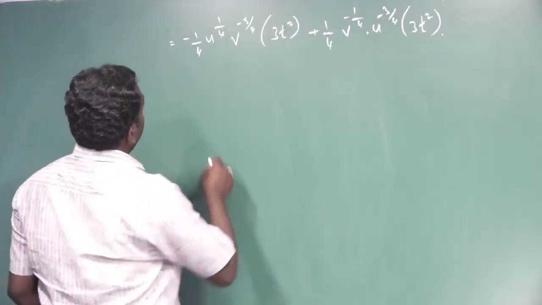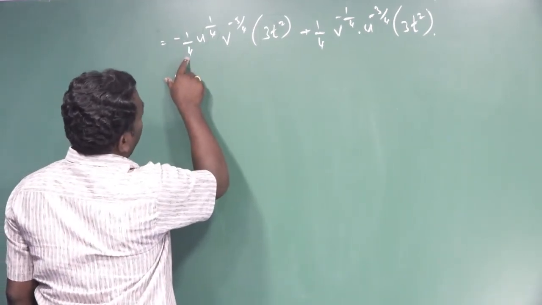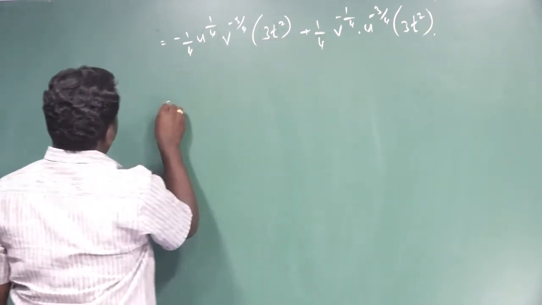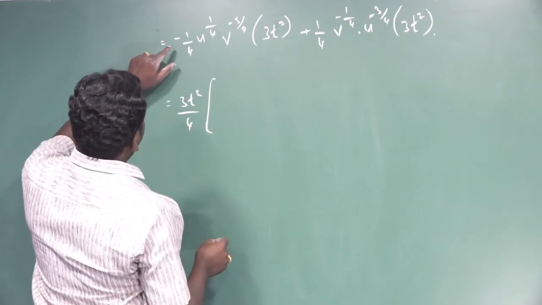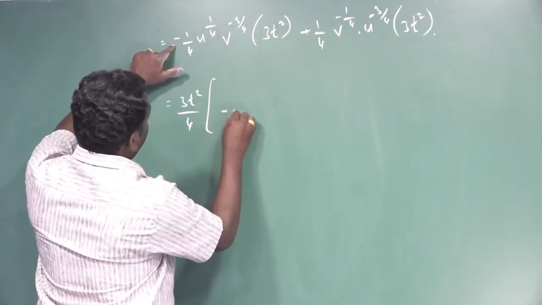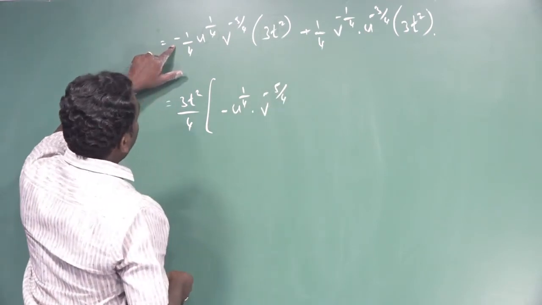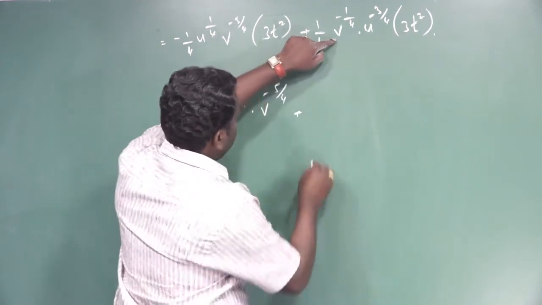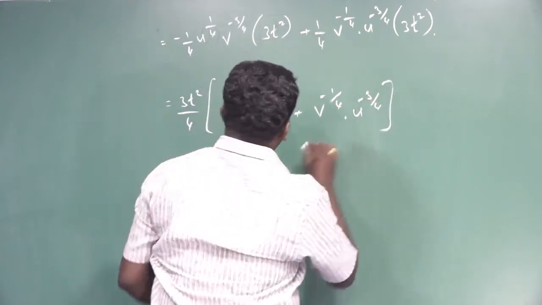Next line. We have to take out the common terms: minus 1 by 4 is common, and 3 t square is common. Therefore 3 t square by 4 is common. What is remaining here? Minus u power 1 by 4 and v power minus 5 by 4 remains in the first term. Similarly plus 1 by 4 out and 3 t square also out, remaining v power minus 1 by 4 into u power minus 3 by 4 in the second term.